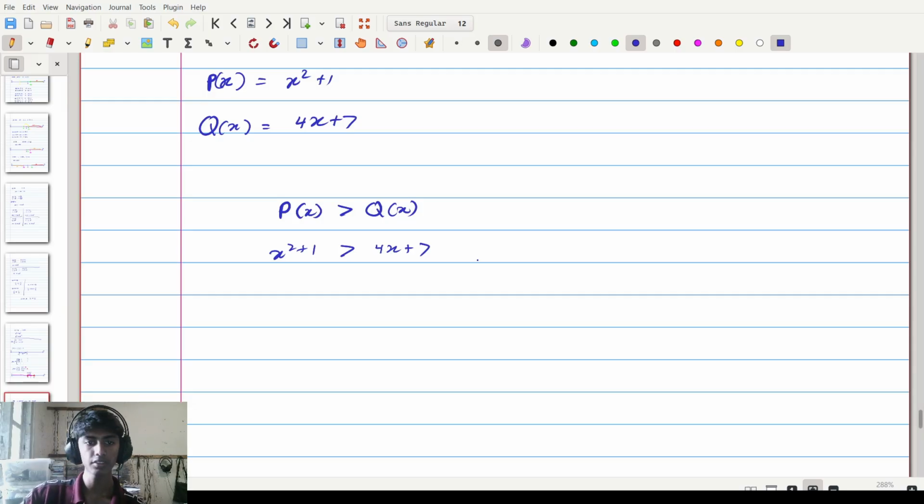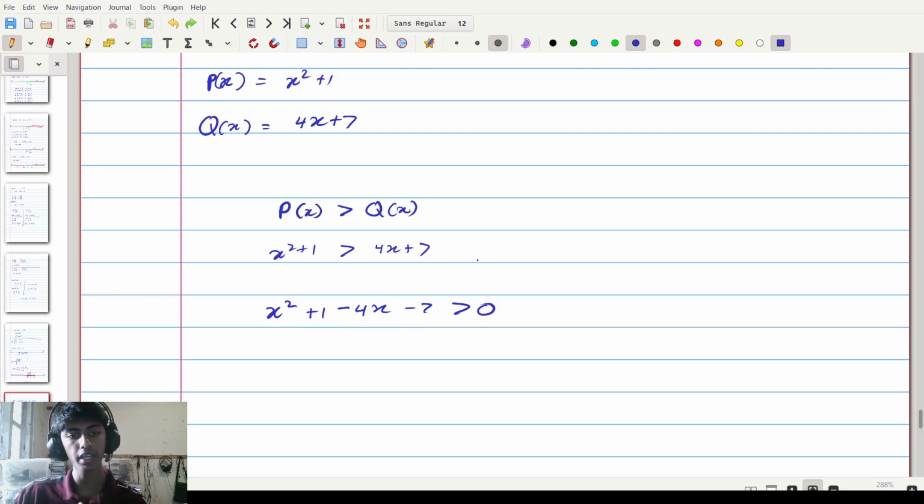One thing we can do in this case, since we have a quadratic, is take everything to one side, in which case we get x squared plus 1 minus 4x minus 7 greater than 0. Recall that this is still valid because adding a constant to both sides does nothing. So in this case we've added negative 4x and negative 7 to both sides. So now we have x squared plus 1 minus 4x minus 7 greater than 0.